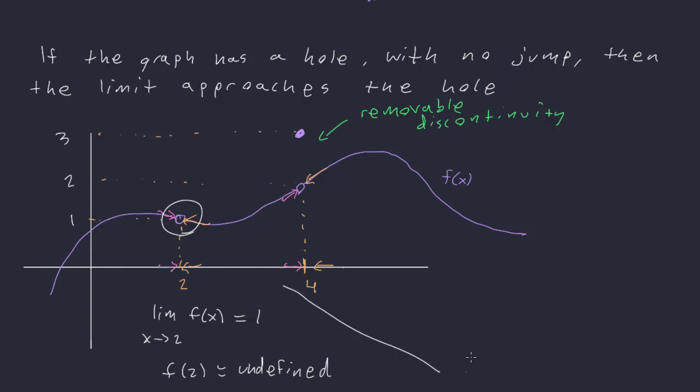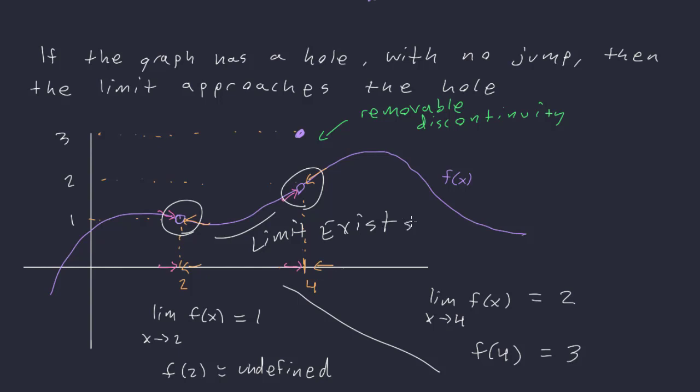On the other hand, the limit as x goes to 4 of f of x is going to be approaching the hole. Now, the hole is at 2, so that's going to be 2. However, f of 4, well, that's where the actual point is, and that's 3. So this function is not continuous, however, the limit exists. In both of these cases, the limit exists, but the function either doesn't match or doesn't exist itself.